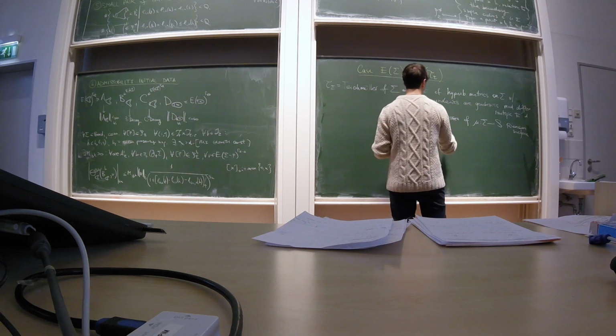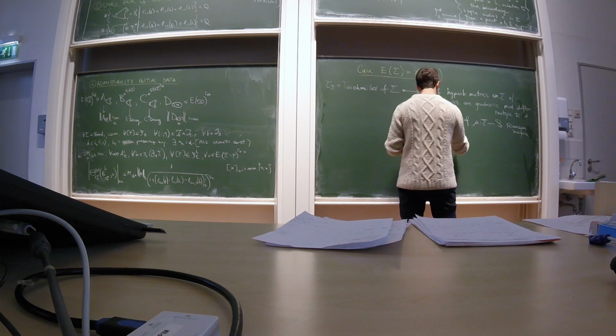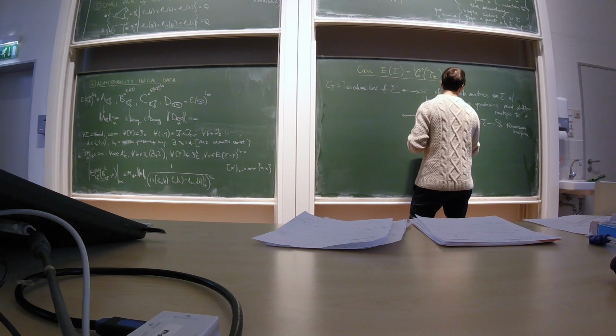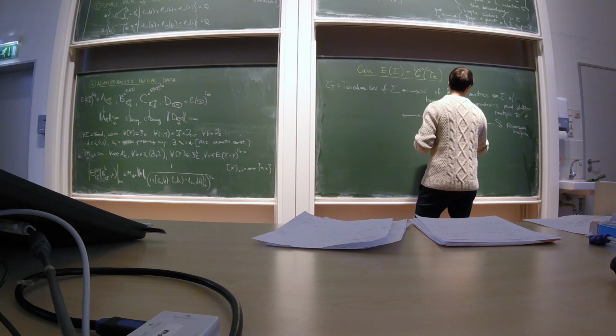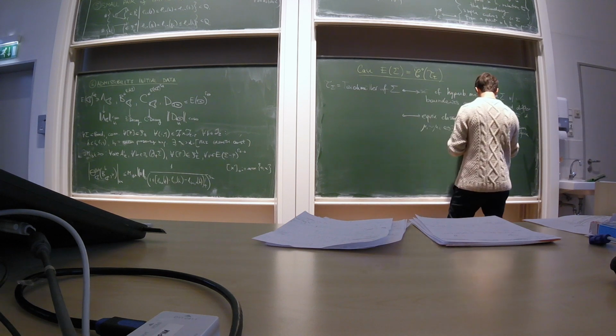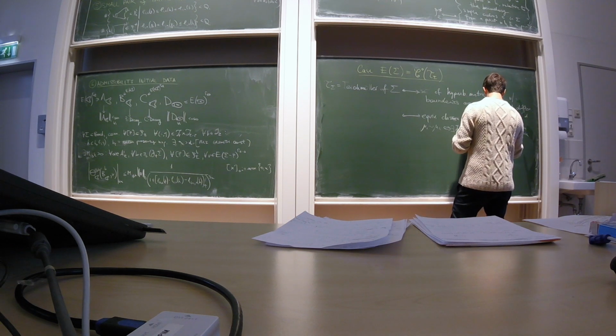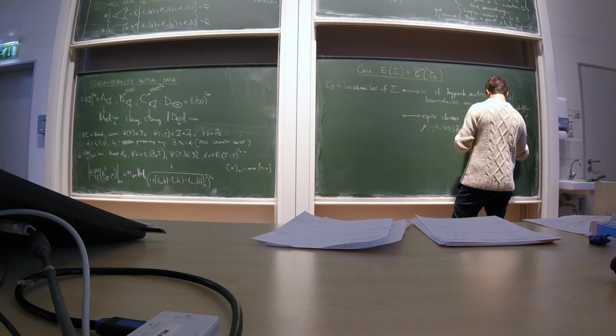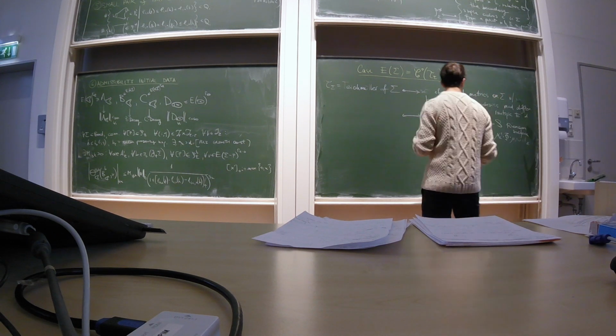So mu1 and mu2 are equivalent if and only if there exists some biholomorphism from S1 to S2, such that mu2 inverse composed with the biholomorphism composed with mu1 is isotopic to the identity on sigma.